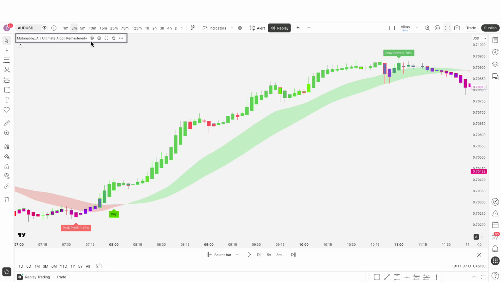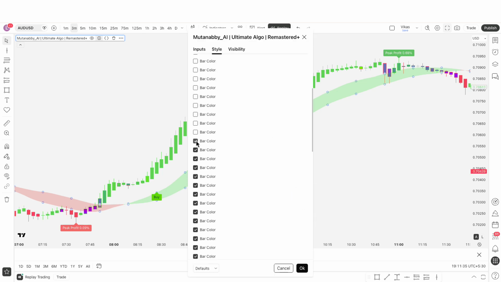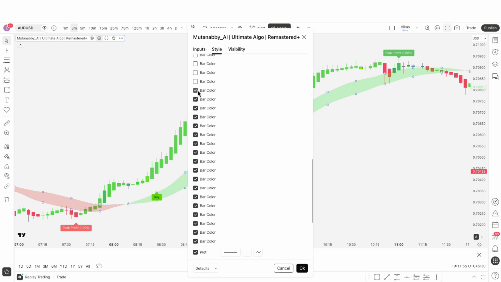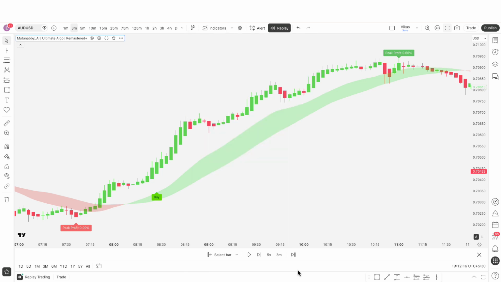Now the indicator settings change for perfect signals. First we change sensitivity from 4 to 6, after that change ATR length from 14 to 11. We have to keep these options hidden. Here everything is fine after that. Click OK. Now we'll add one more indicator to make this strategy more powerful.